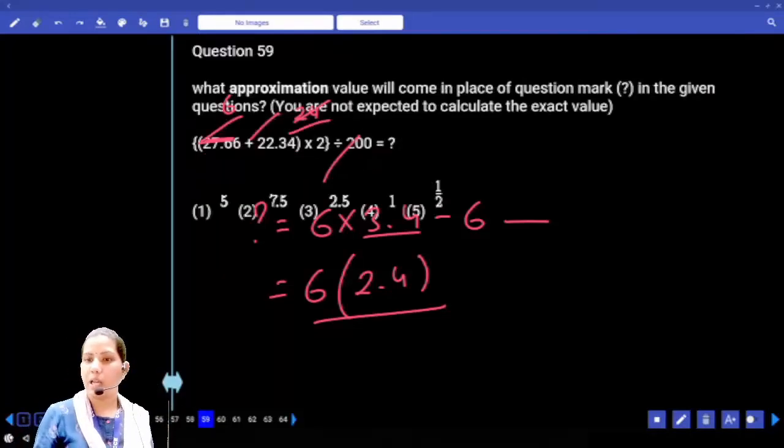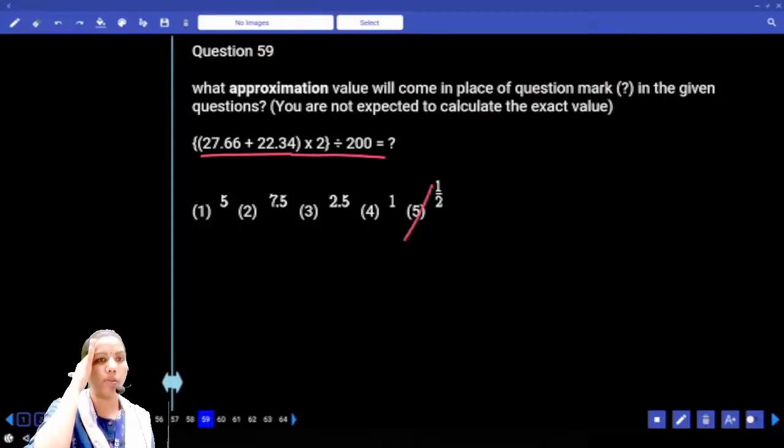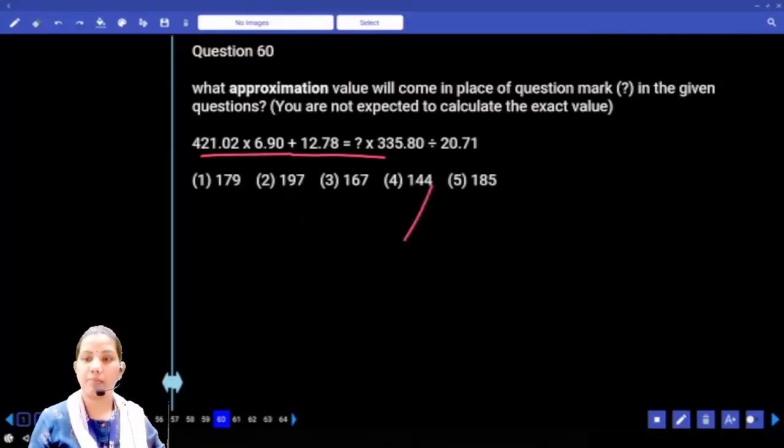59. Approximations. 28 plus 22. 50. 50 into 2. 100 by 200. 1 by 2. Fifth option. Question number 60.